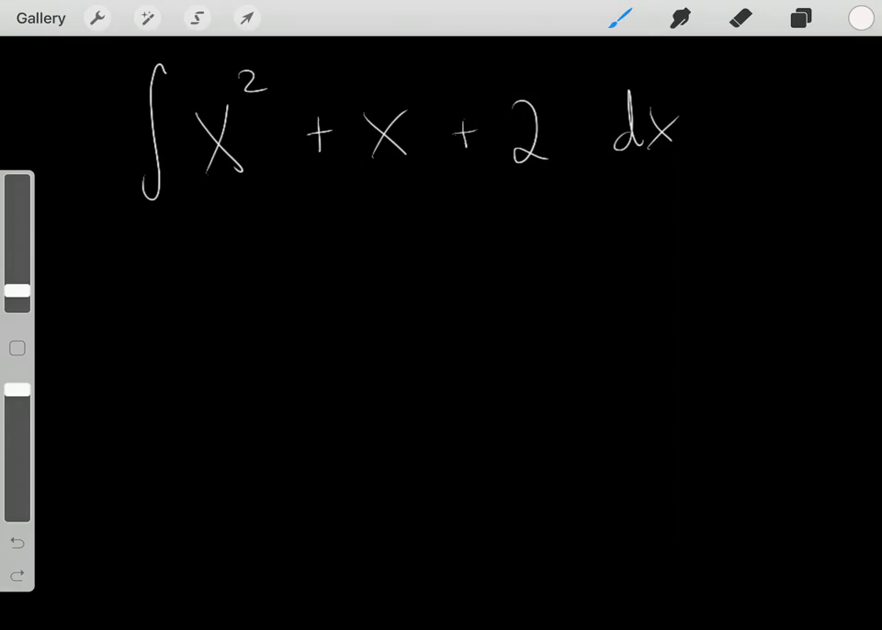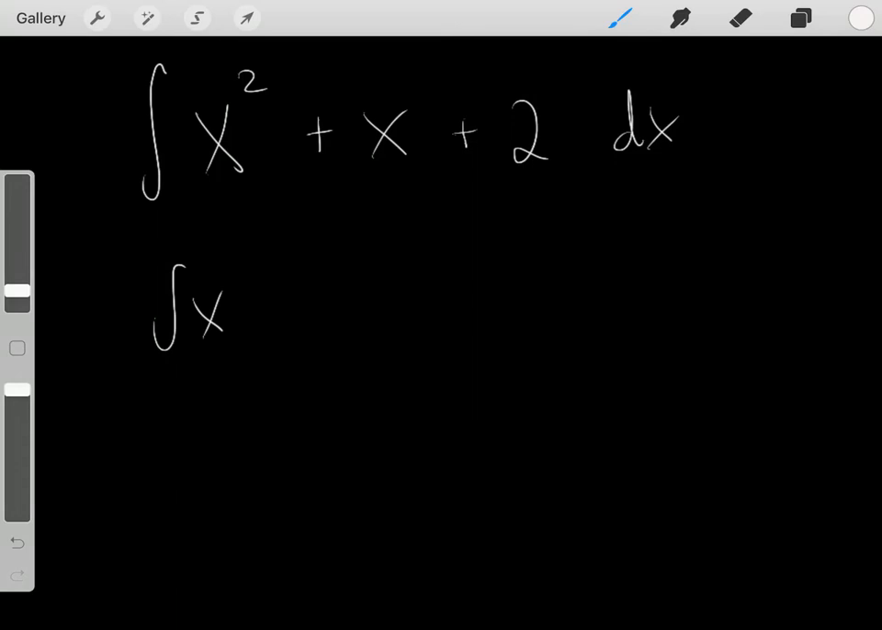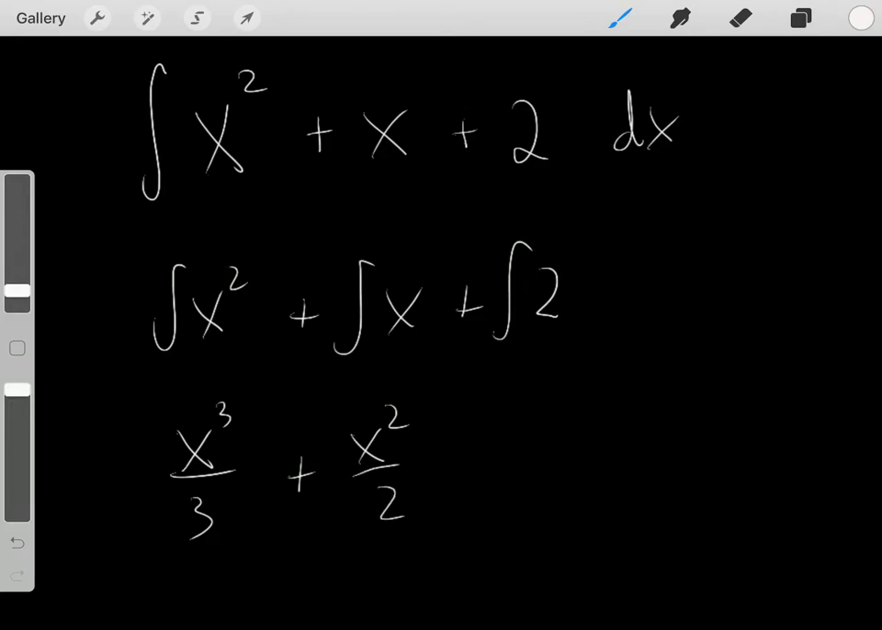So solving this, of course, you would do the integral of each of the components. That would be the integral of x squared plus the integral of x plus the integral of 2, and of course there would be the dx's. Then you just solve this: x to the 3 over 3 plus x squared over 2 plus 2x, and then of course plus C.